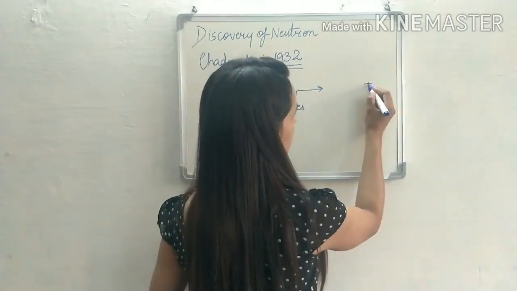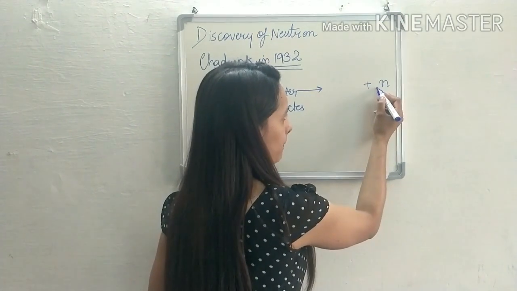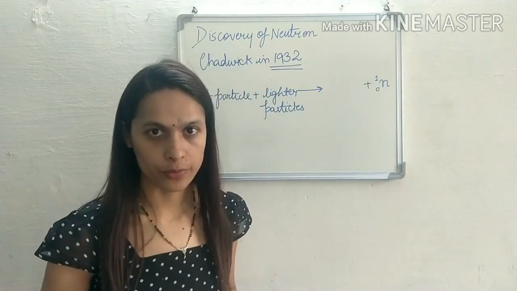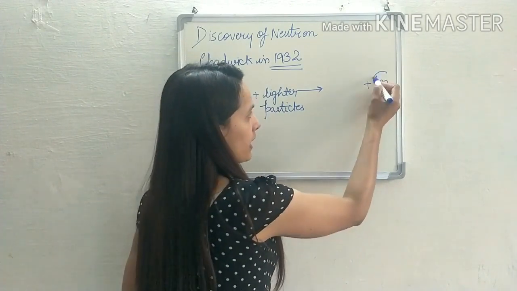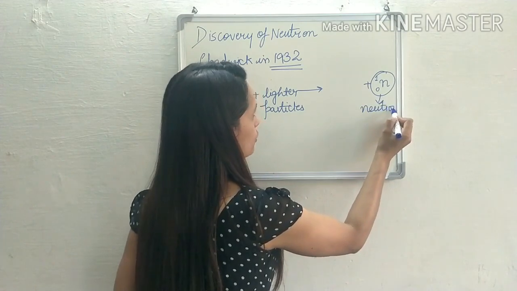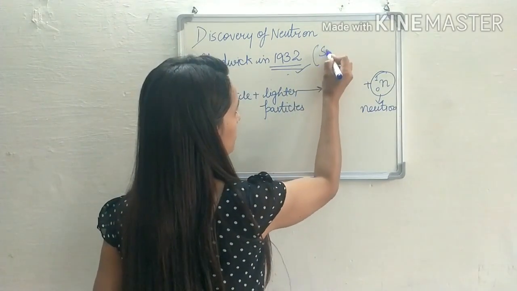यहाँ पे एक पार्टिकल रिलीज हुआ जिसका चार्ज तो क्या था आपका, न्यूट्रल था, बट मास इज नियरली इक्वल टू द मास ऑफ द प्रोटॉन. सो दिस पार्टिकल इज टर्म्ड एज न्यूट्रॉन. इसको क्या नाम दिया गया, न्यूट्रॉन. So Chadwick in 1932 performed a scattering experiment.